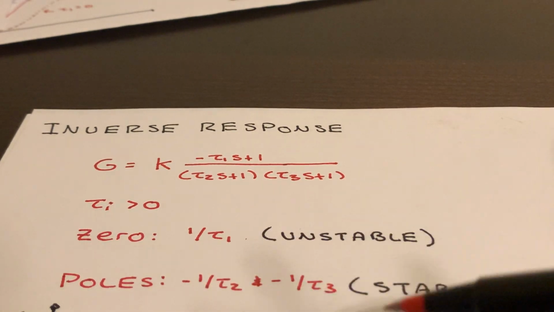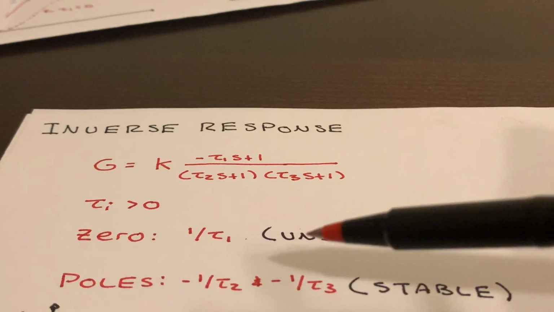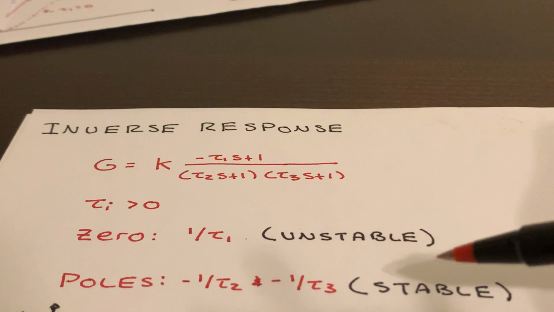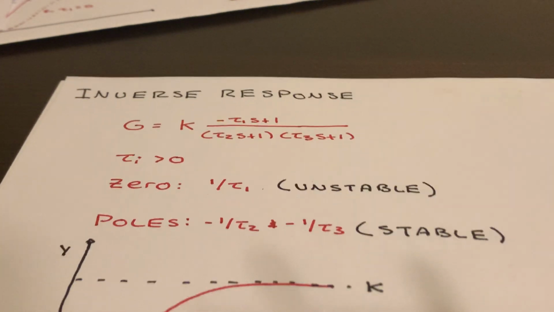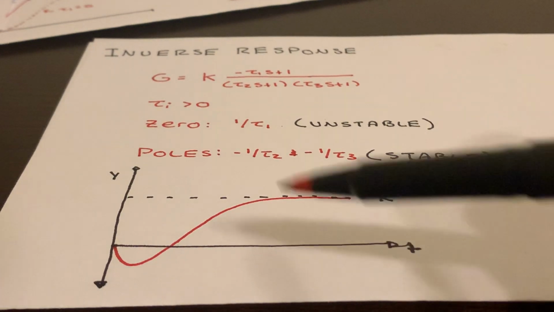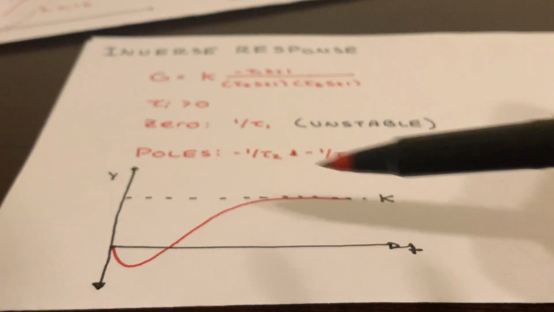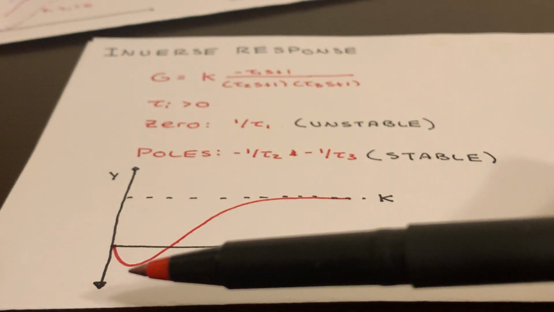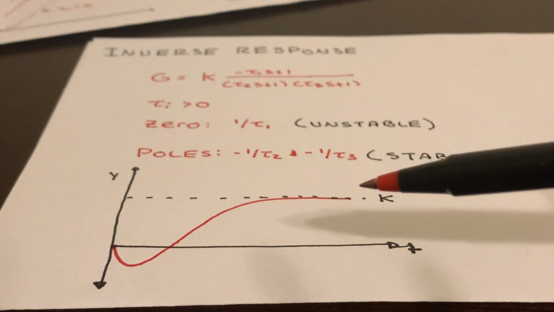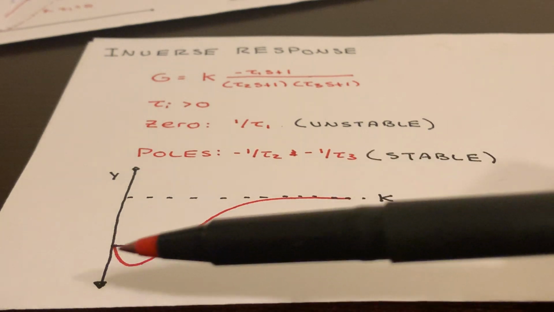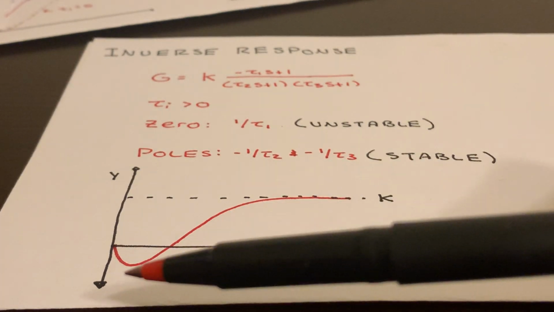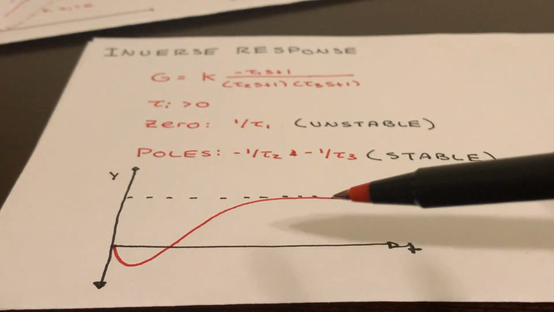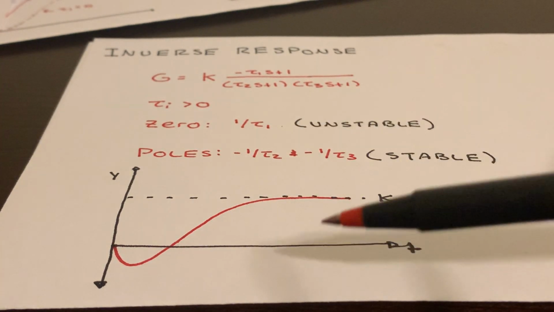So again, the poles tell us about stability. Zeros tell us about overshoot or an inverse response. And when you have unstable zeros, you get an inverse response. So here's an example of an inverse response. Initially we're at 0. We're going to go to our final steady state value of k, but initially we're going to go in the opposite direction and then converge back to that steady state. That's why it's called an inverse response, because the direction of the response changes as a function of time. Initially we're going down and then we're going back up.